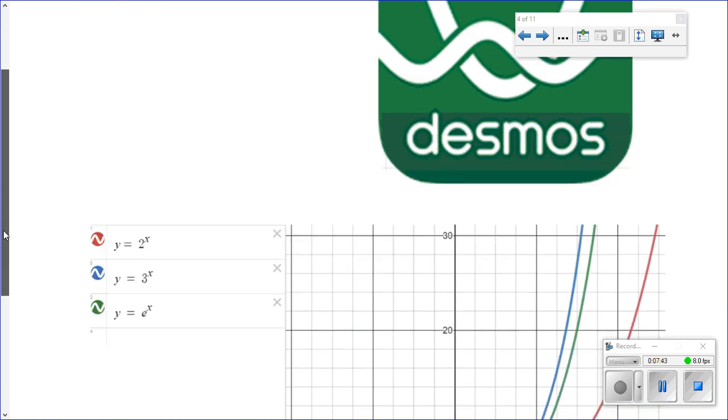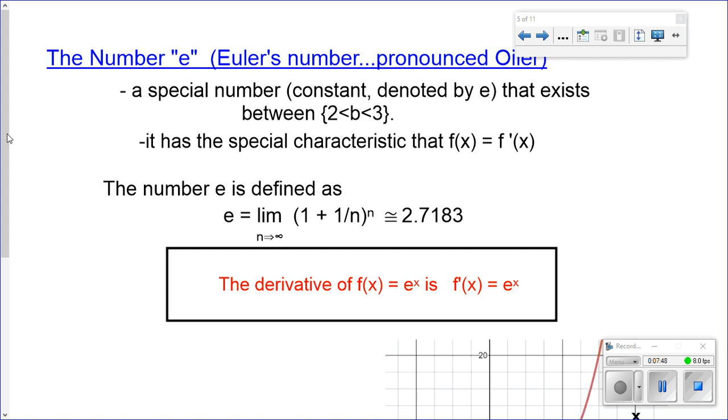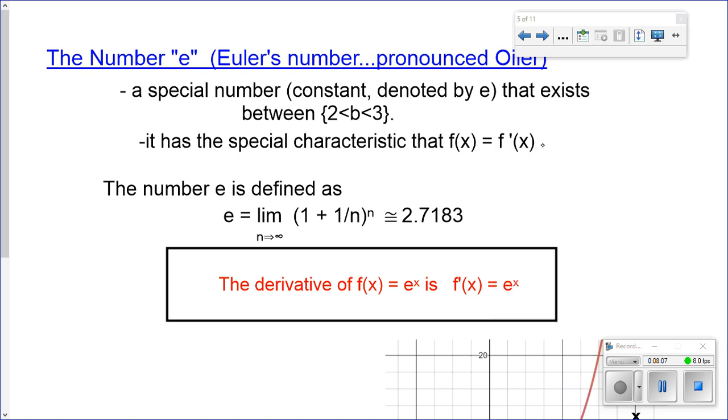Let's continue with my good work here. Let's see what else I've got on this page. So there's my functions. Euler's number here is this special constant. It's somewhere between 2 and 3, and it has this special characteristic that we're going to talk about here, and that's this little result right in this area. This is very important, and it's going to be the focus of the lesson here. This function is equal to its derivative.